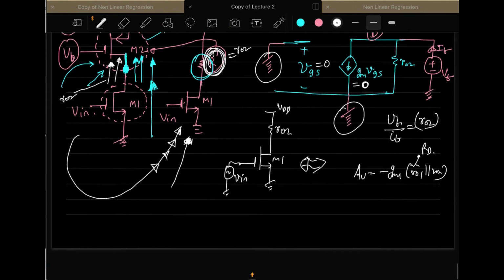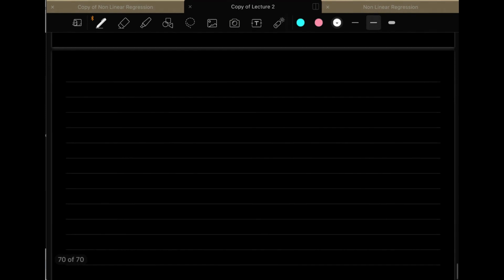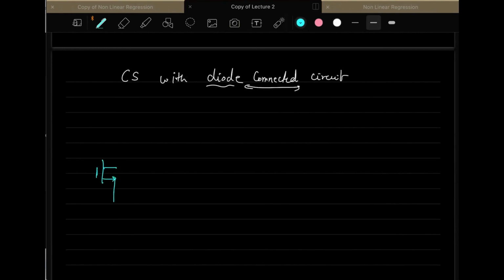Okay. If not, then let us see one more, which is the common source with diode connected load circuit. You already know what diode connected is; I have already explained it. So it will be like this. You have a MOSFET M1. This is the common source amplifier. Here you have a VIN. And then what you do is you connect like this.